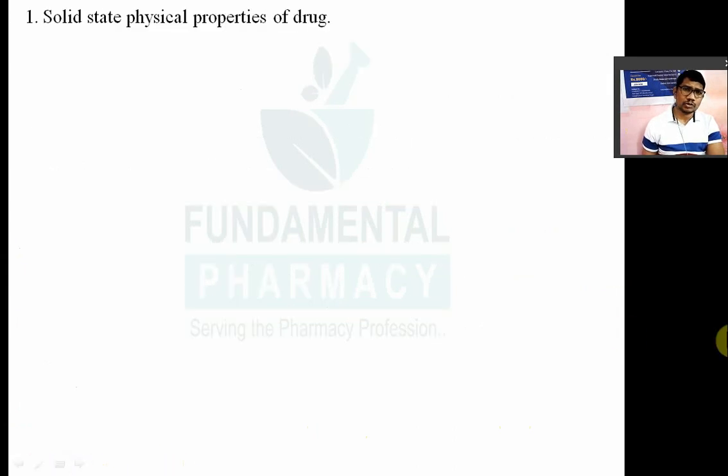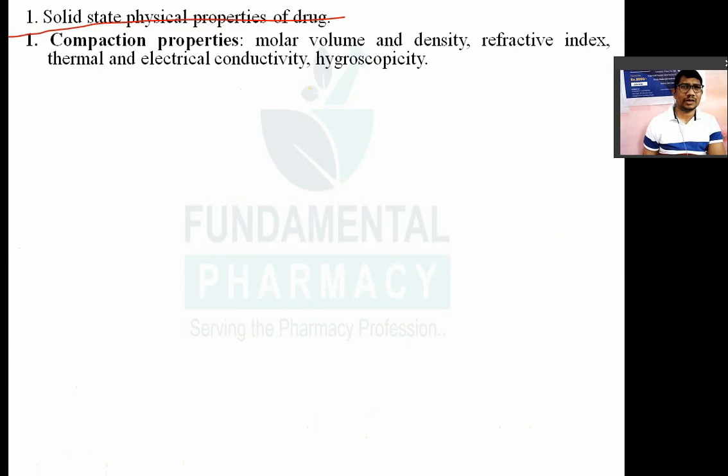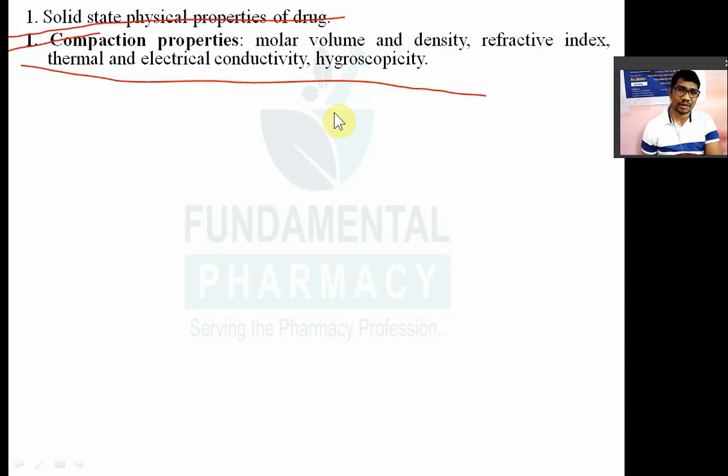Now solid state physical properties. You have to analyze the compaction of powder. So in the solid state physical property, उसमें क्या क्या आएगा? Compaction properties, कि कॉम्पैक्शन मतलब कॉम्पैक्टिबल है, कॉम्प्रेस होता है नहीं होता है. So in that you are going to have molar volume, density, refractive index, thermal and electrical conductivity, hygroscopicity. So in the compaction properties you have to study these properties of molecule. These are the compaction properties.